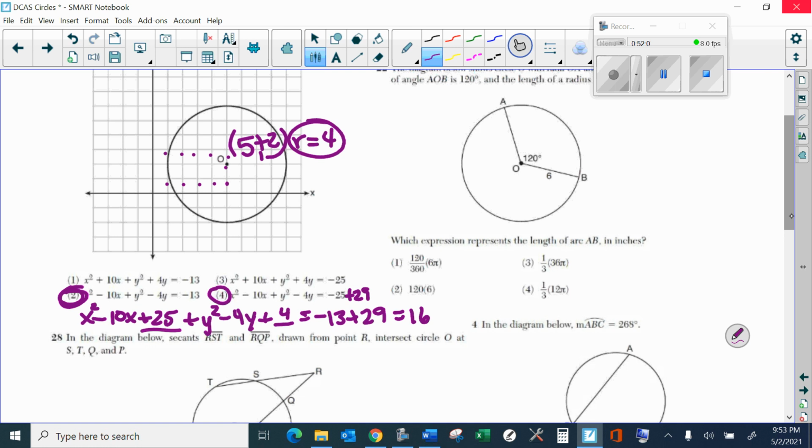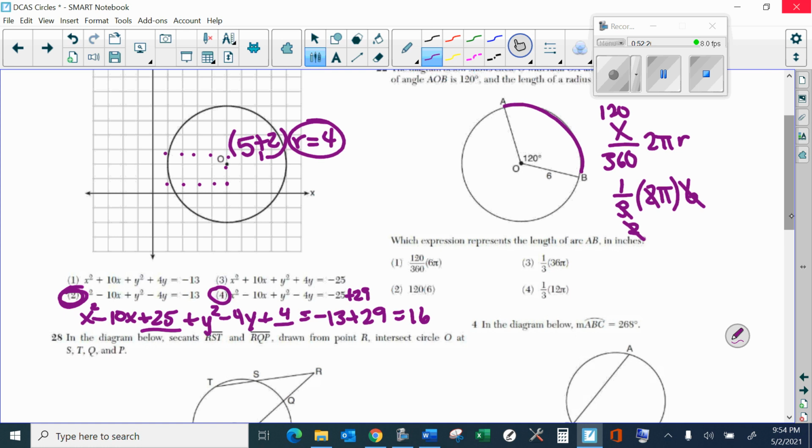Okay. Which expression represents the length of arc AB? Again, arc measure x over 360, times 2 pi r. Fill it in, 120 degrees. 120 over 360 is 1/3 of 2 pi, and r is 6. 6 divided by 3 is 2. 2 divided by 2 is 1, so it's 1 pi.